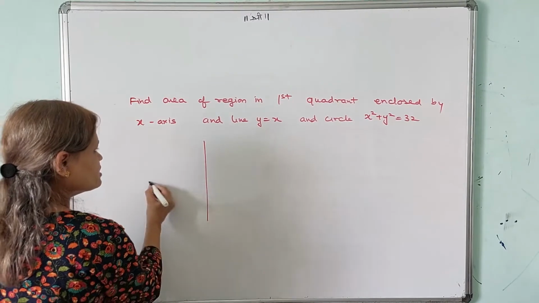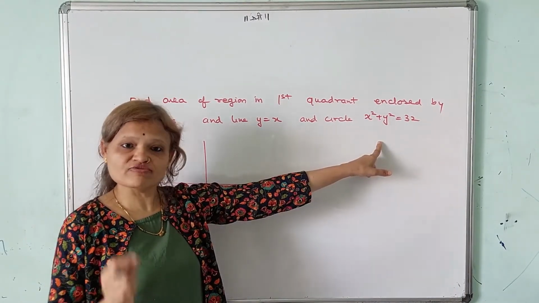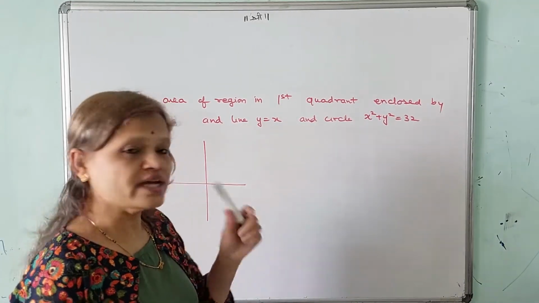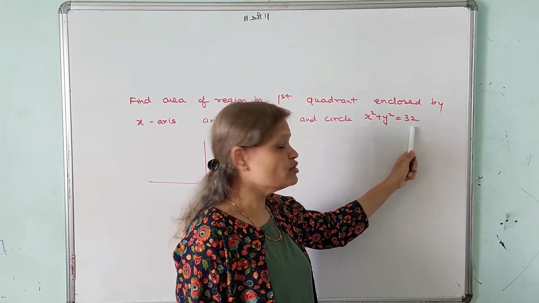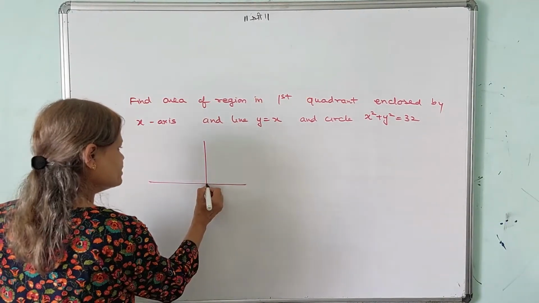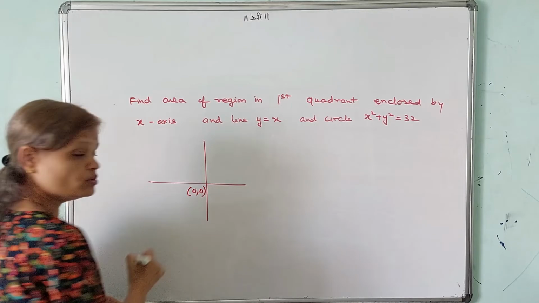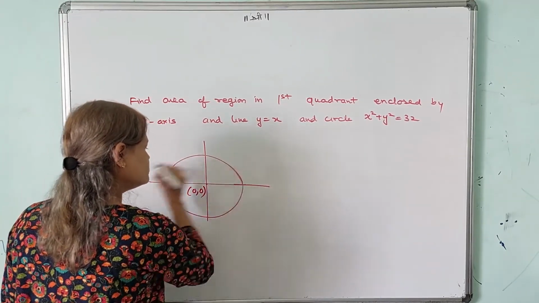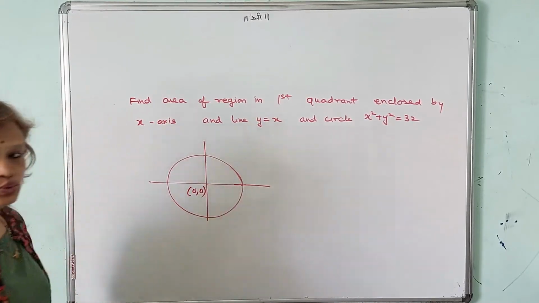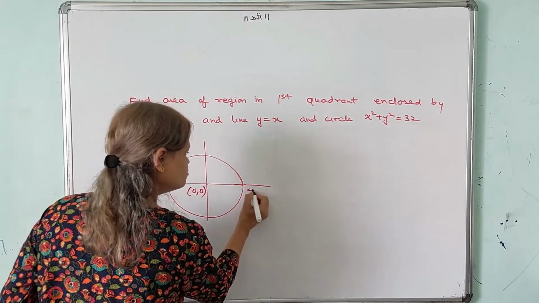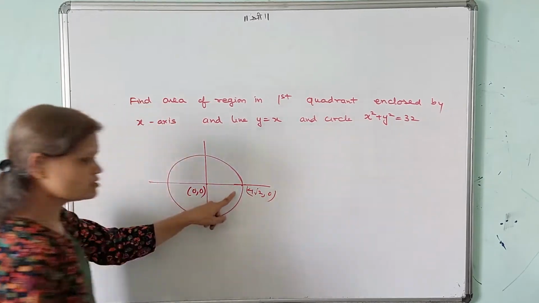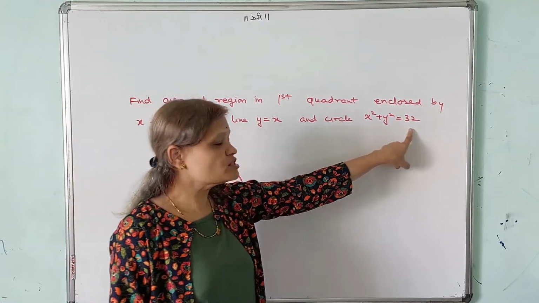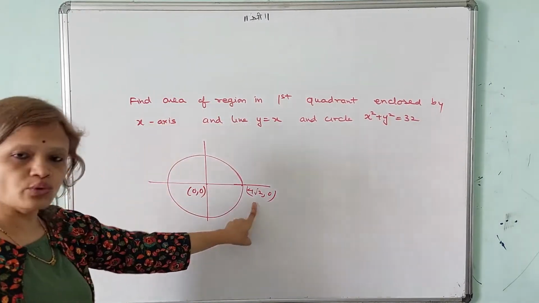This is the equation of a circle, x square plus y square equal to a square. Its center is the origin and radius is root 32. So the center is 0, 0, and we draw a circle whose radius is root 32, that is 4 root 2. So this point on the x-axis, because this is the radius, will be 4 root 2, because a square is 32 and root of 32 is 4 root 2.